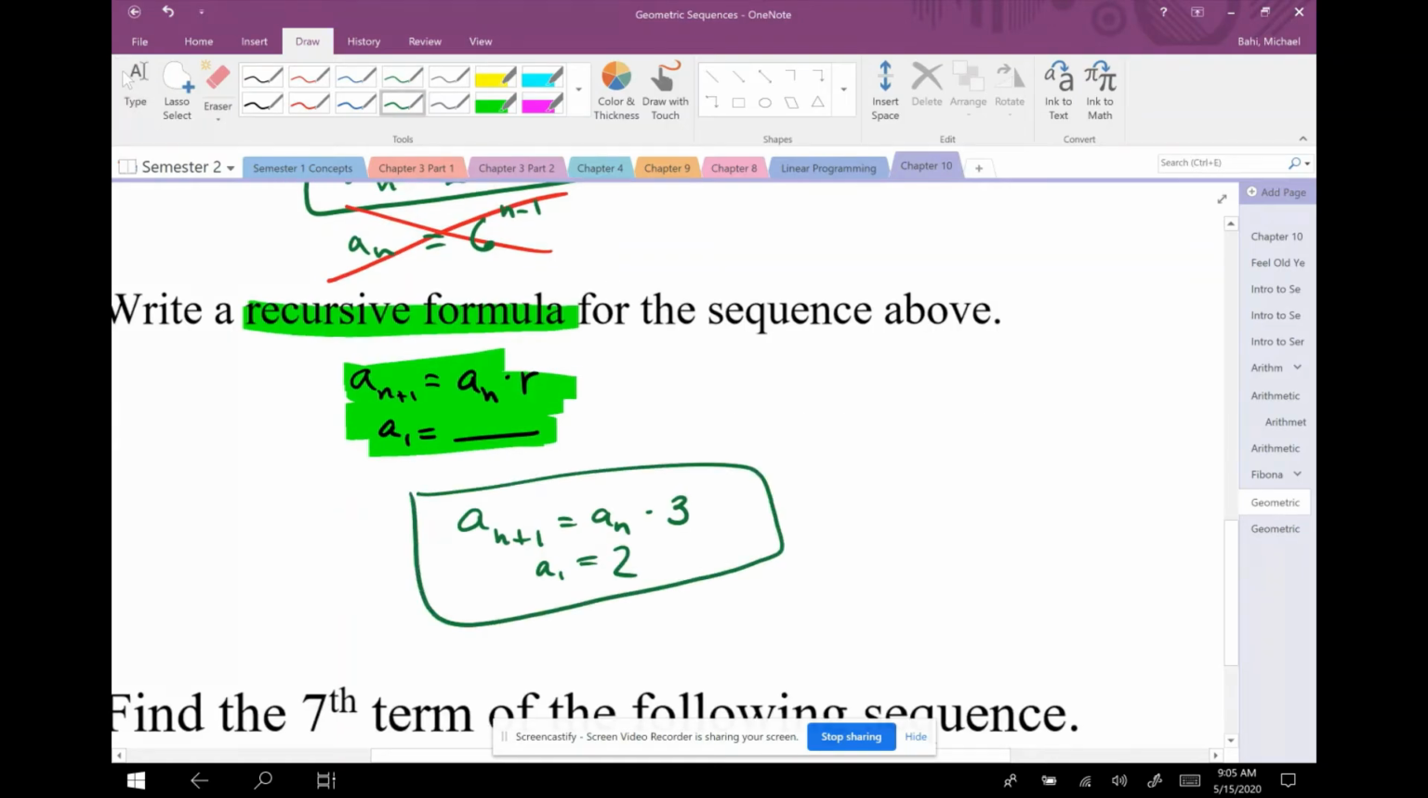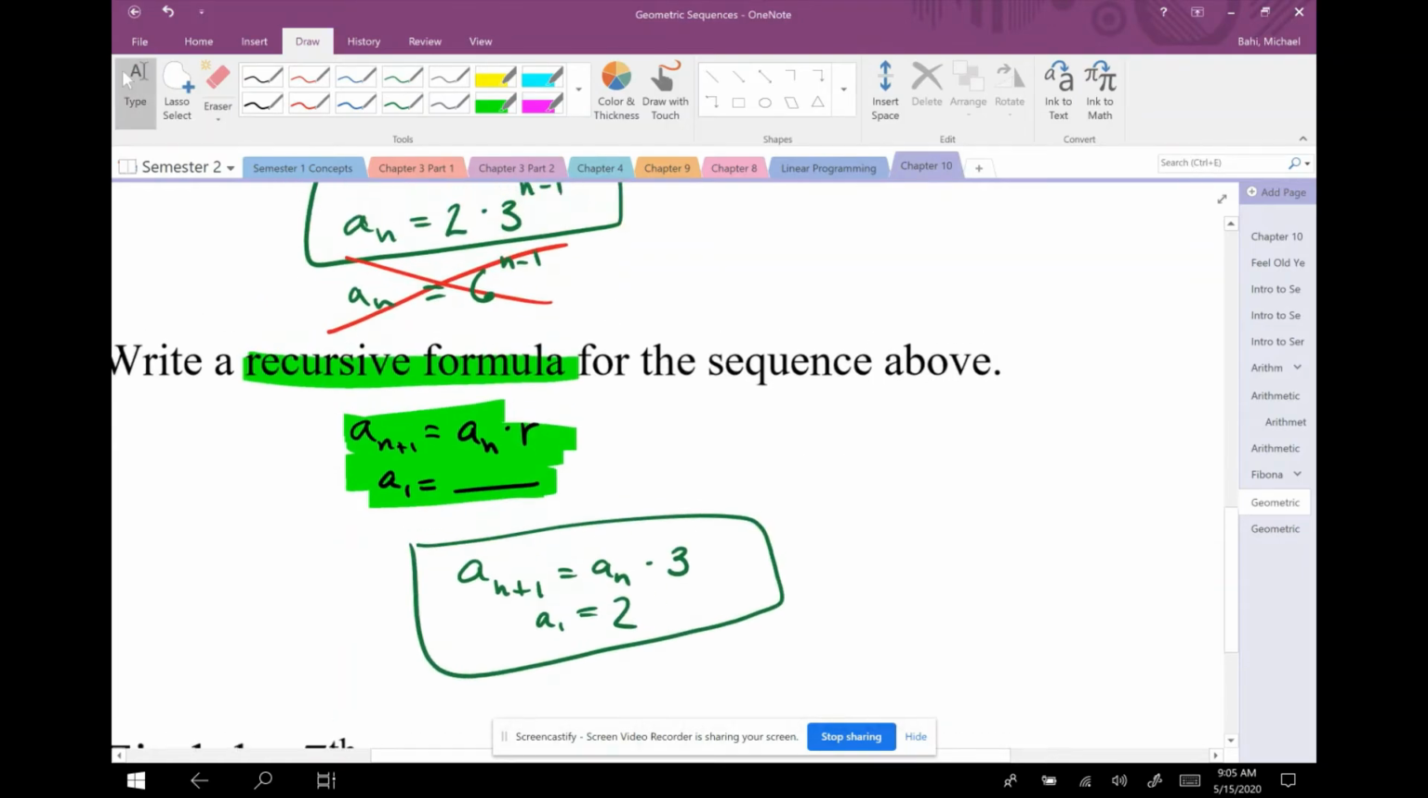This is the recursive formula for the problem that we just did. In any recursive formula, all you're really doing is just filling in for the r and a sub 1. You literally just replace this thing and you replace this thing. And that's all you have to do for a recursive formula. And it's actually very similar to the recursive formula for arithmetic sequences.